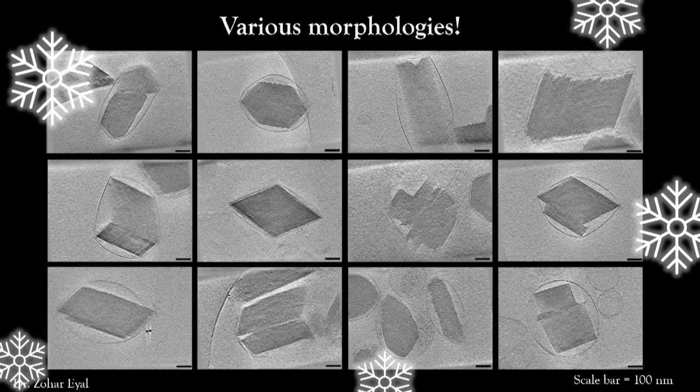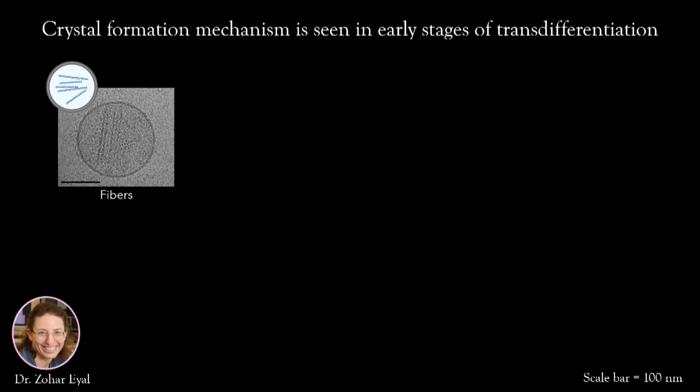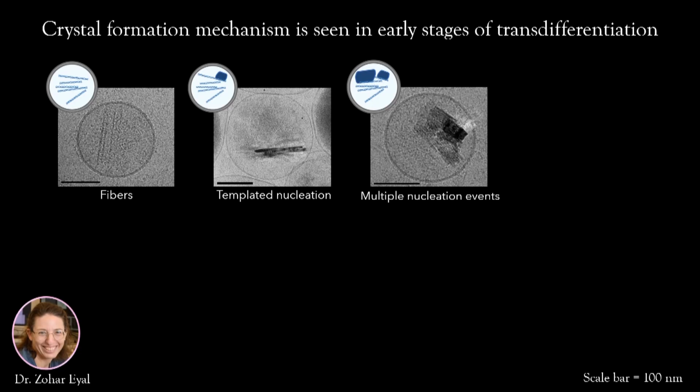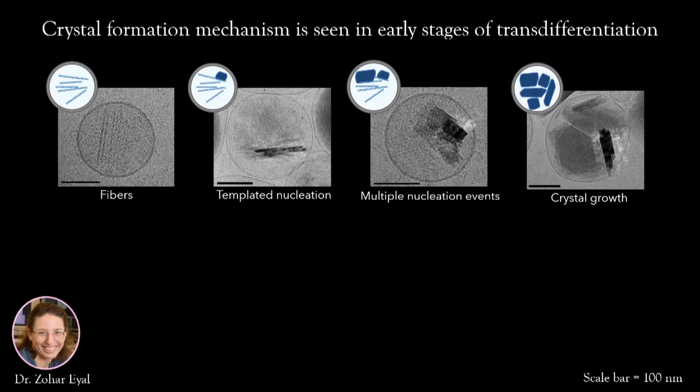And this randomness in morphology got us really interested in the crystal formation mechanism. So for this, we went to earlier stages of the fish, as I mentioned earlier, so younger fish, when this crystal formation mechanism is just happening. And what we saw is vesicles that contained randomly oriented fibers. And on top of these fibers, we could see nucleation. This is termed templated nucleation on top of these fibers. And inside the same vesicle, we could see multiple templated nucleation events, and then crystal growth. So this explains to us why there's this randomness in morphology.